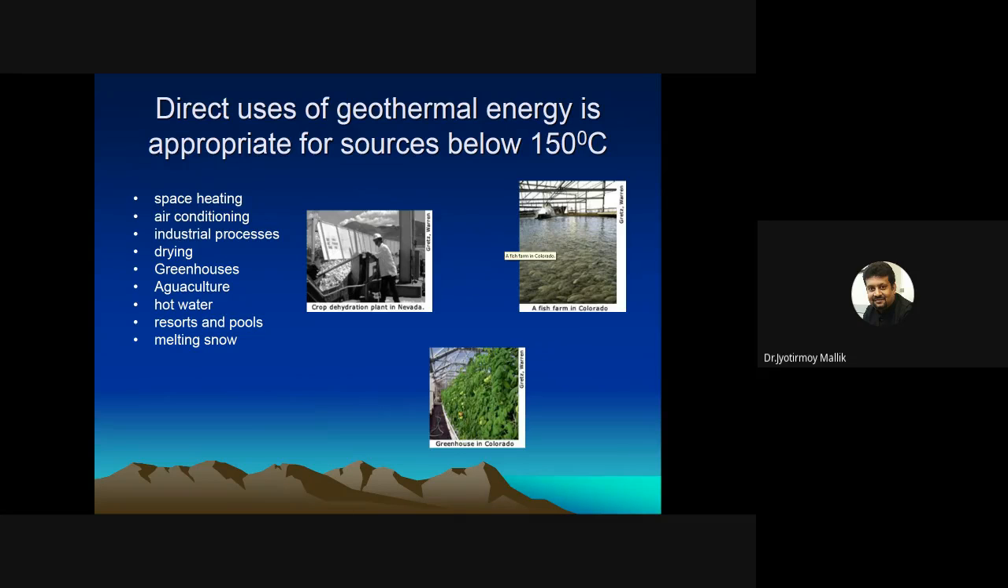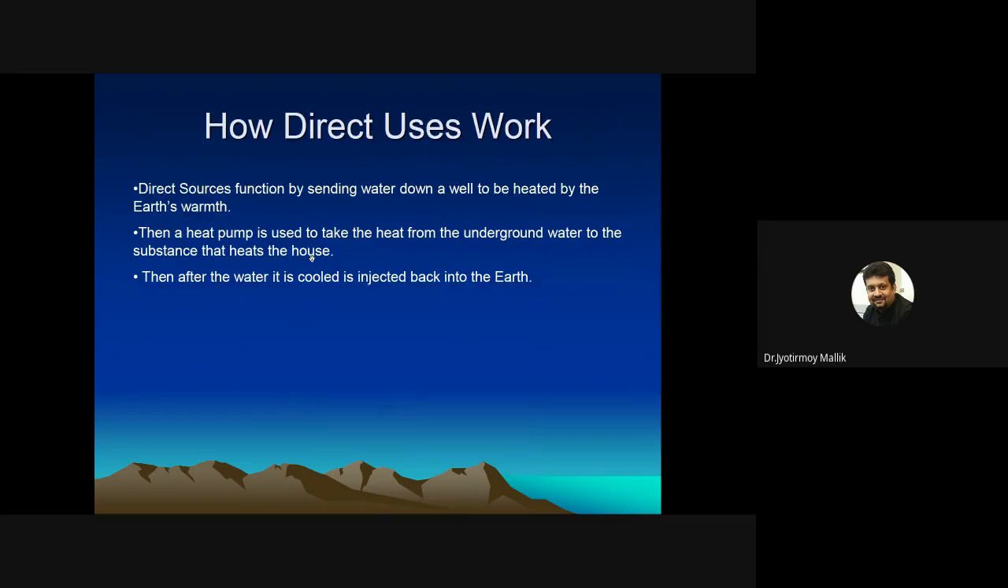that these fishes can survive. Maybe some exotic fishes can survive because the outside temperature can be very cold, and you keep the water warmer for these fishes to survive, and that you do essentially by geothermal energy. You can use them in resorts and pools where people do enjoy taking a bath in a hot pool, and of course you can use it for melting snow.